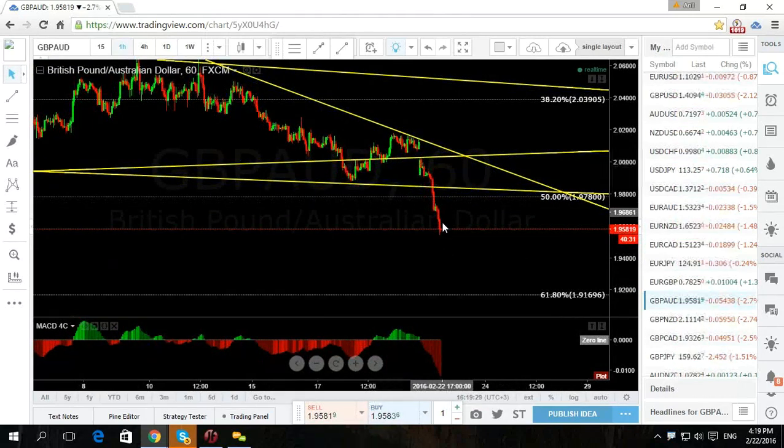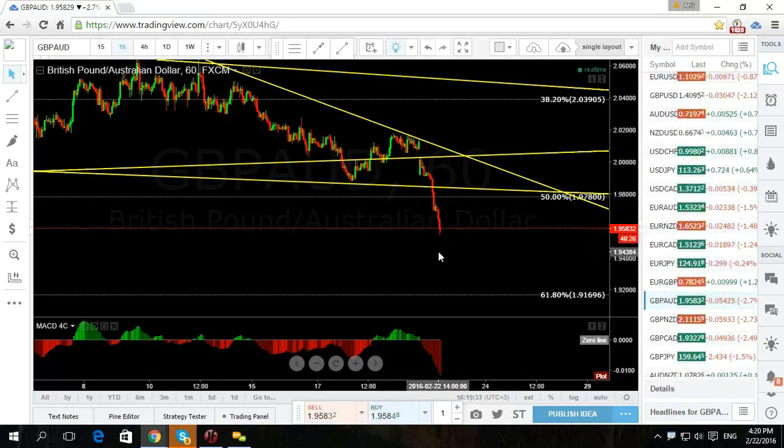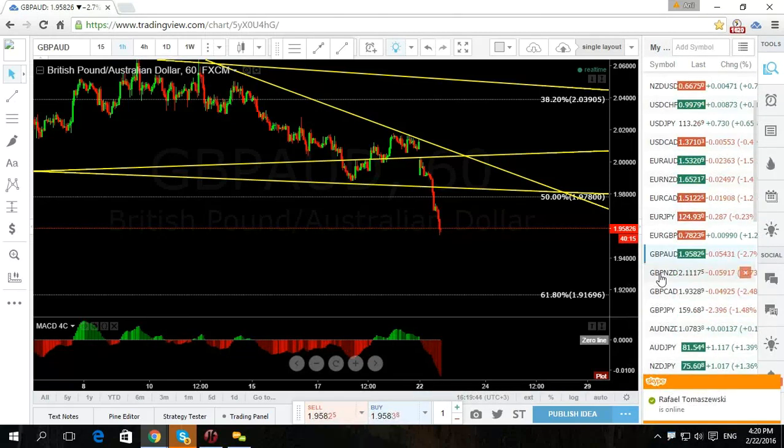Don't chase the candles. You may get lucky today. You may get 10, 12, 20. You may even get 100 pips. You're not going to get lucky every day. Wait for the structure to give you, right? Pound New Zealand.